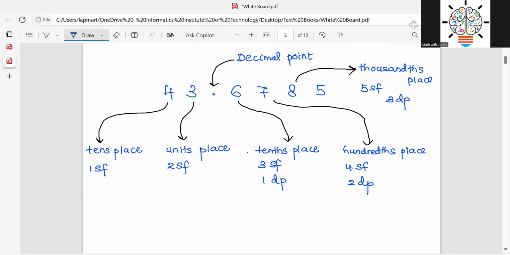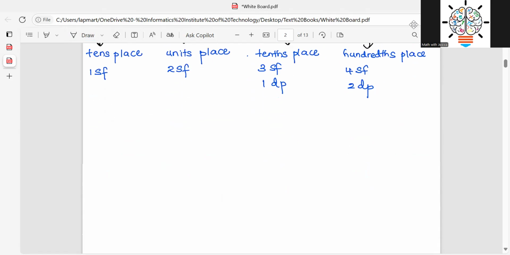So that means the same digit takes a different role based on the concept. If we are talking about the place values, we do have tens place, units place, hundreds place, thousands place. If you are talking about the significant figure concept, first significant figure, second significant figure, third significant figure, that is how it works. If we are talking about the decimal places, first decimal place, second decimal place, third decimal place, that is how it works, right?